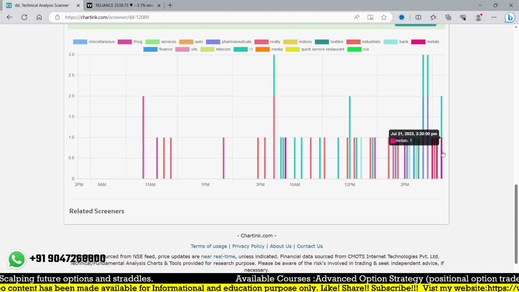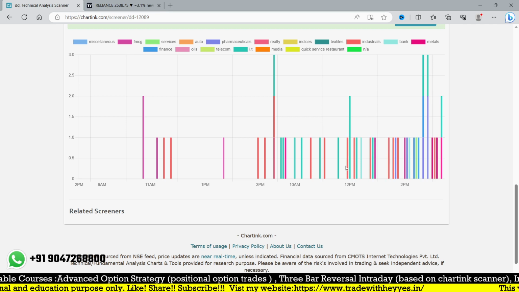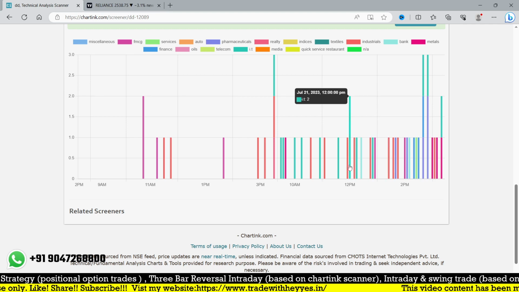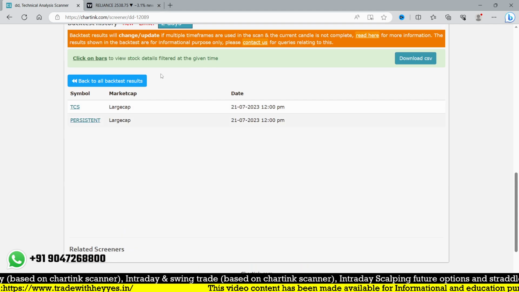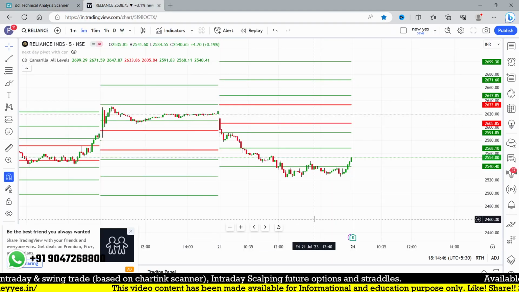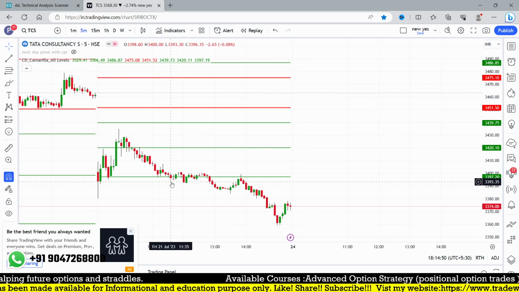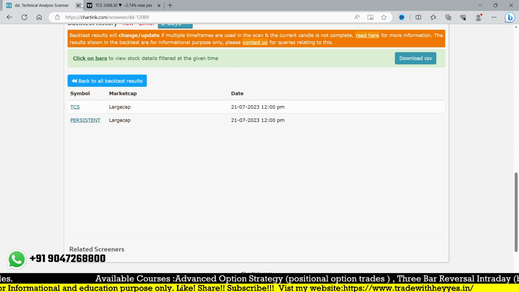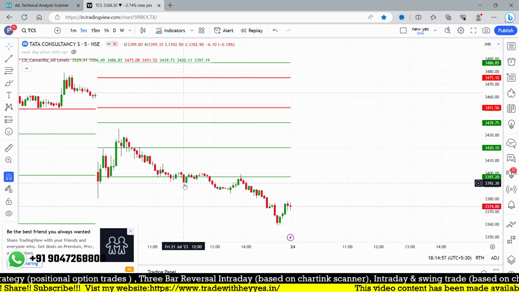Yes. So around 12:15 in the morning, maybe the level on 21st July at 12 p.m. So we have two stocks, TCS and Persistent. Let me go for TCS at 12:15 with the time. It is about exactly 12 o'clock, maybe around this point, 12 o'clock.